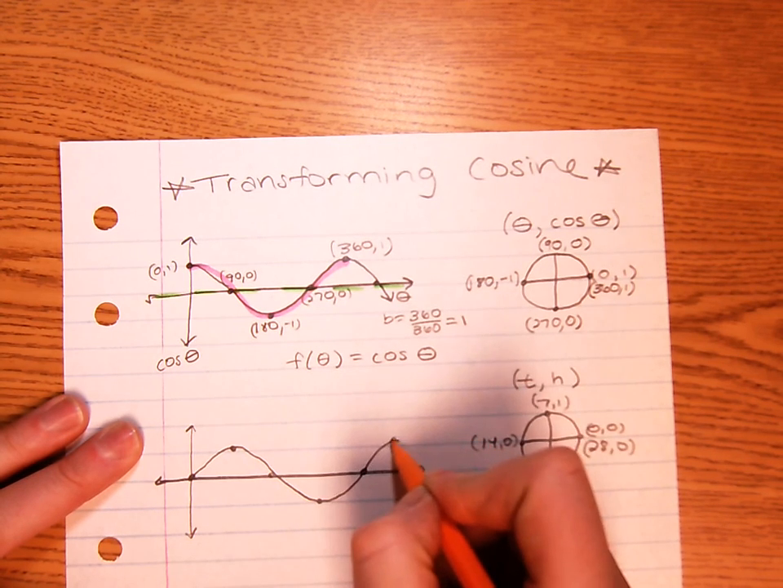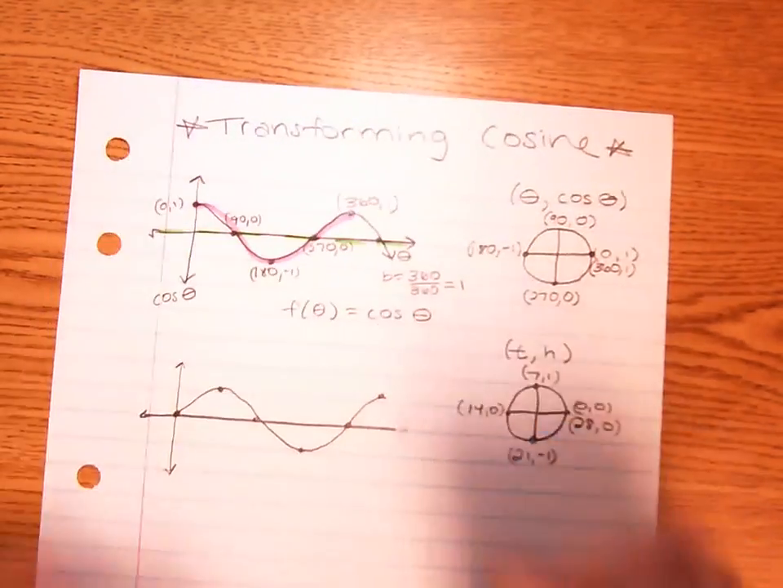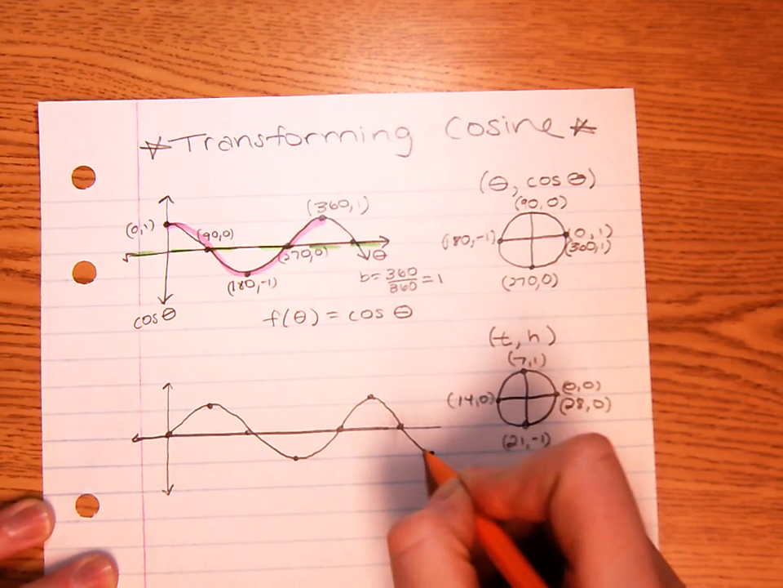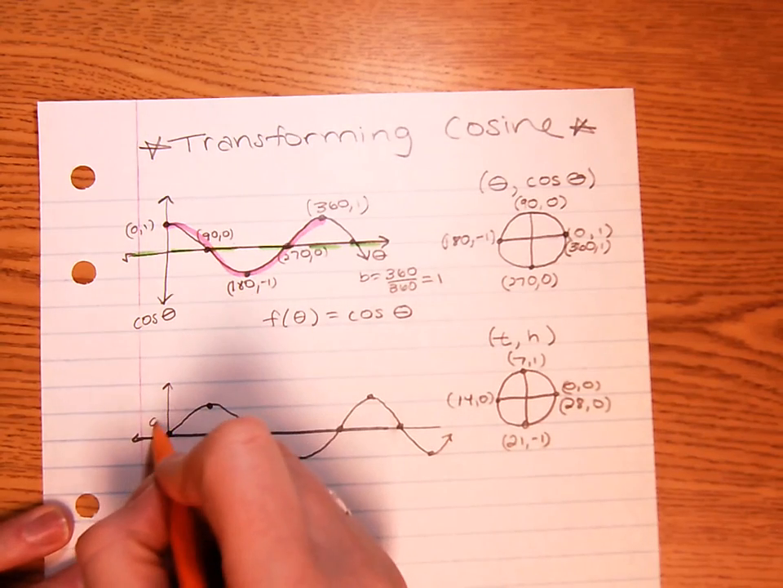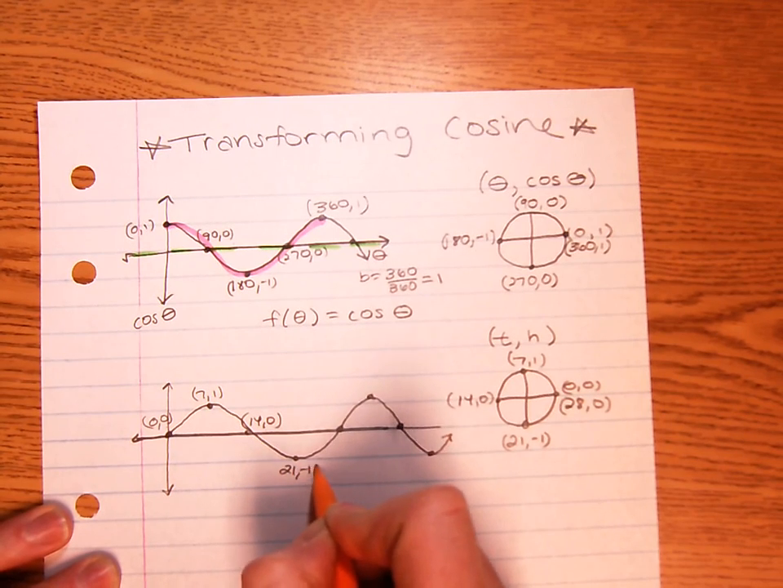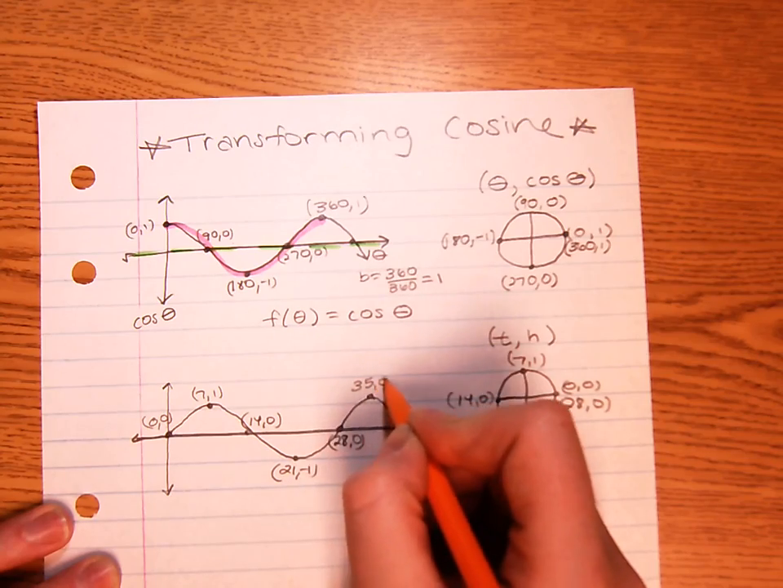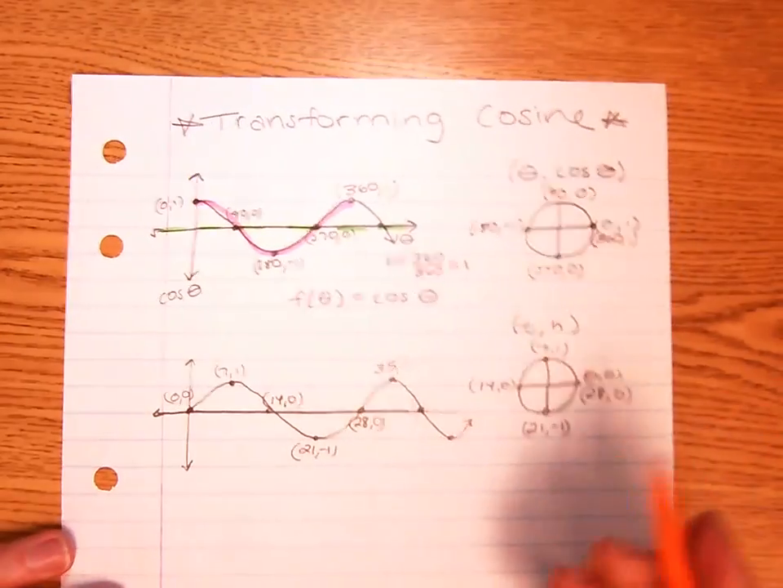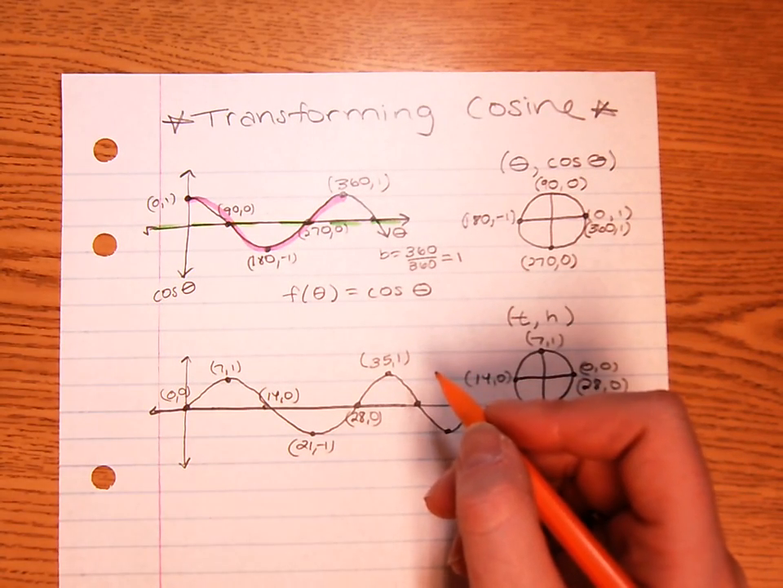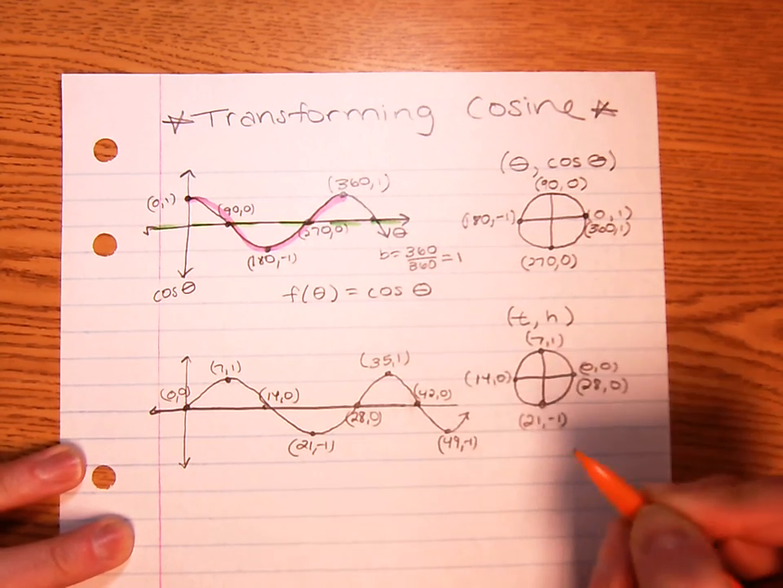And really, if I continued this pattern, I'd be at the maximum at 35 seconds. And let's just go a little bit farther so you guys can see a full rotation again. Maybe one more point, so a little bit more than a period here. So 0, 0, 7, 1, 14, 0, 21, negative 1, 28, 0. If I add 7 to 28, that brings me to 35, 1. Then 35 plus 7, 42, 0, and then 49, negative 1, just to get a couple more points.